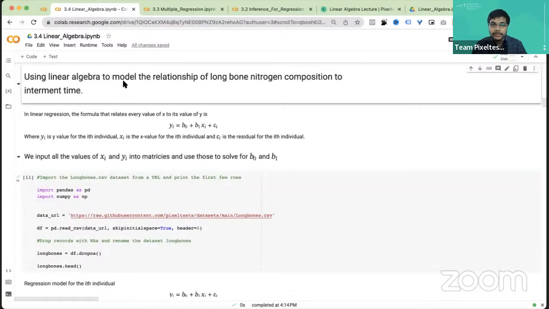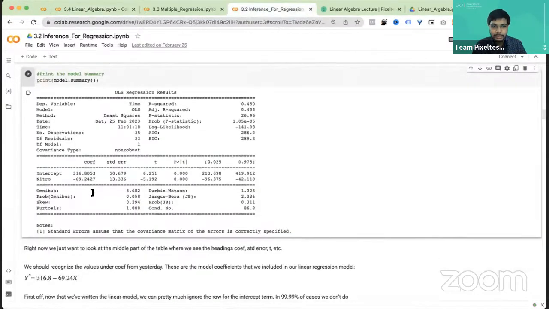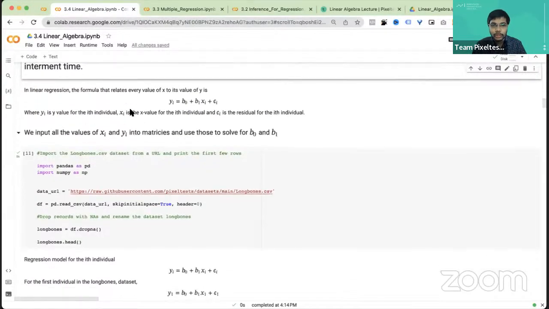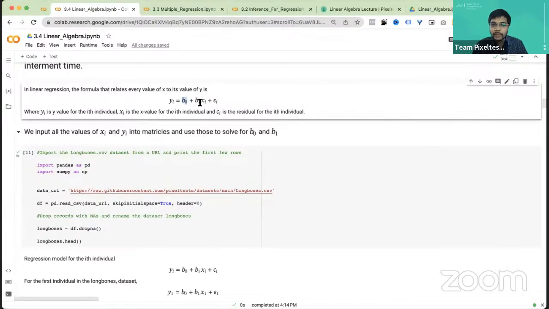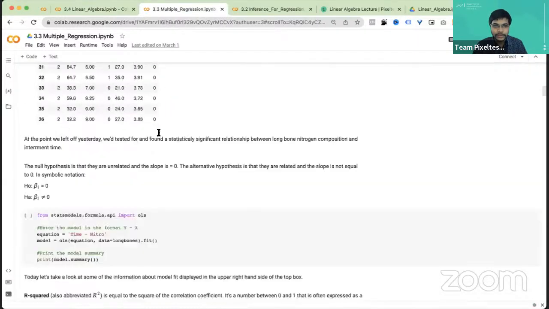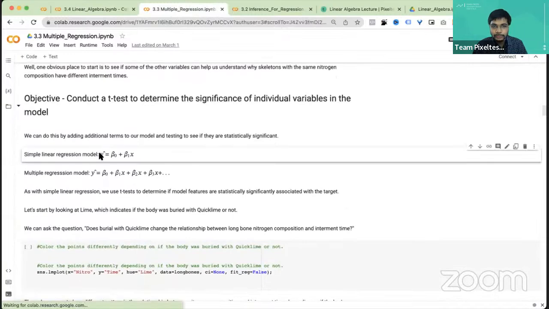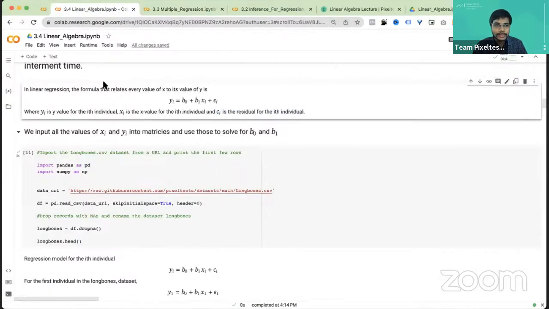Now, we use linear algebra to model the relationship of long bone nitrogen composition to intermittent time, which was our previous exercise. We were trying to do our linear algebra modeling there. In linear regression, the formula that relates every value of x to its value of y is something like this, right? If you remember, it's y equal to mx plus c kind of an equation. And here the e_i is the residual for the ith individual. You can kind of ignore it. For our case it is not specific, but you have seen the equation of our lines in our previous sessions too, with a similar format. So more or less the same thing.